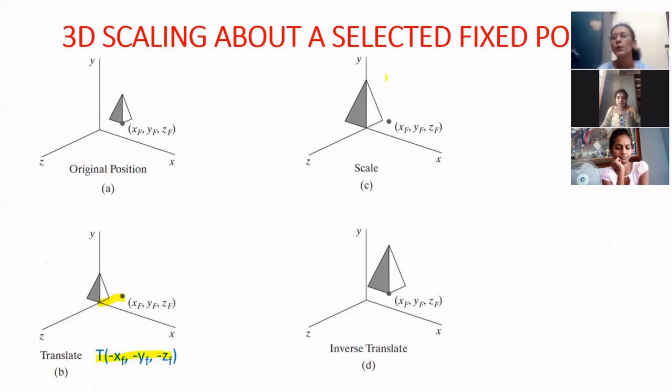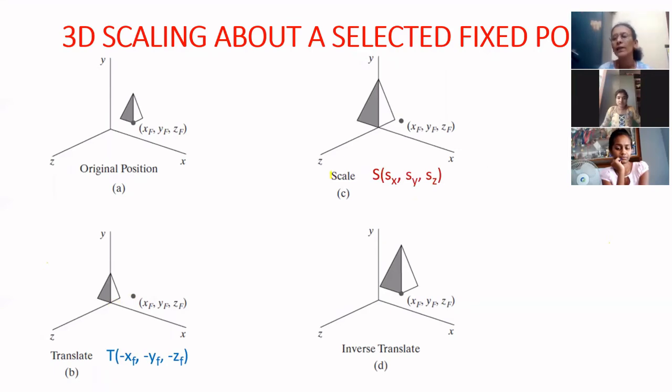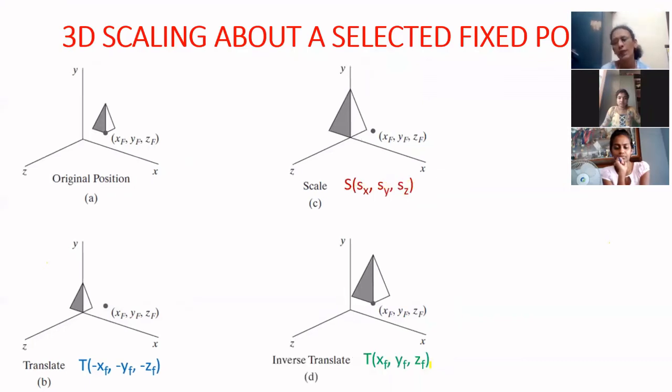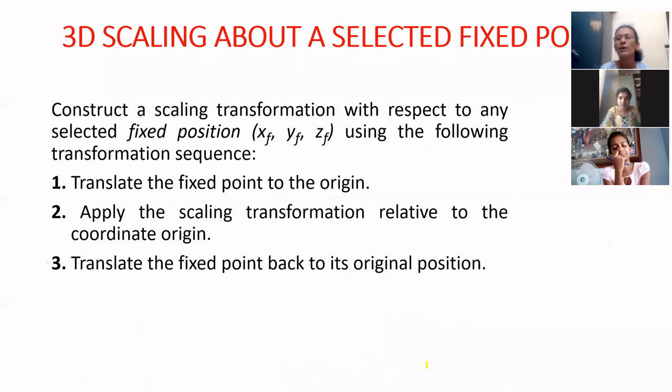Next, we scale. We apply the scaling matrix, whatever scaling factor we have. Next, we again inverse translate. That is, we move from the origin to Xf, Yf, Zf, so we translate by Xf, Yf, Zf. So in words, we translate the fixed point to the origin, we apply the scaling transformation, and then we translate the fixed point back from the origin.